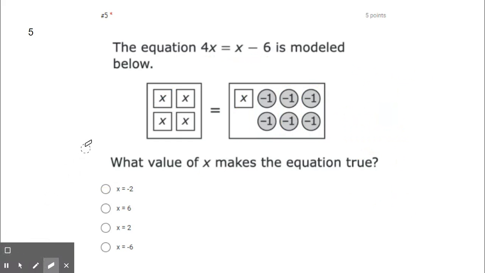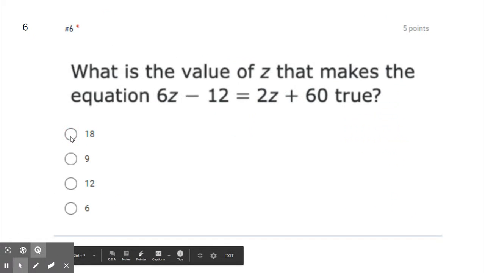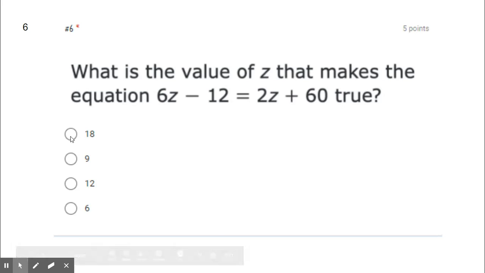Okay, moving on along. Number 6, what is the value of z that makes the equation 6z minus 12 equal 2 times z plus 60 true?